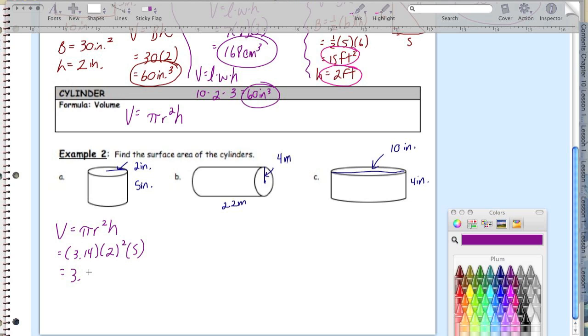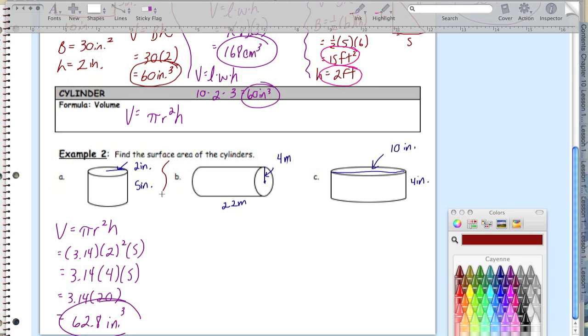I'm going to do a little bit of mental math. I have to follow order of operations, so this 2 is what's squared only. So 2 squared is 4 times 5. Then I have 3.14 times 20. And now, if I just type that into my calculator, 3.14 times 20, I get 62.8. Label it inches cubed, and you're set. Okay, let's try letter B.